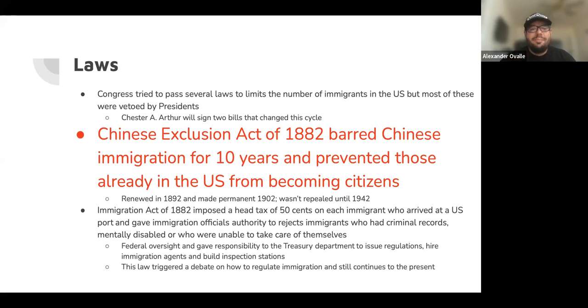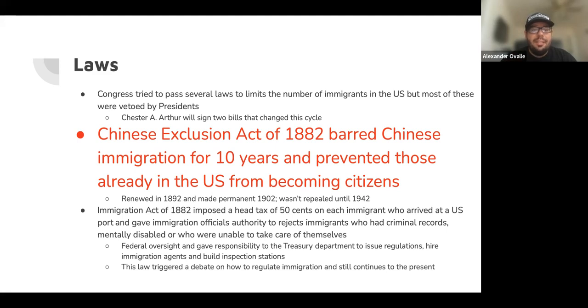Very interesting. It would be renewed in 1892, and then it would be made permanent in 1902. However, it wouldn't be repealed until, I think that's wrong, it should be 1943, 1942, same thing. So yeah, almost 60 years of this. Pretty tough.